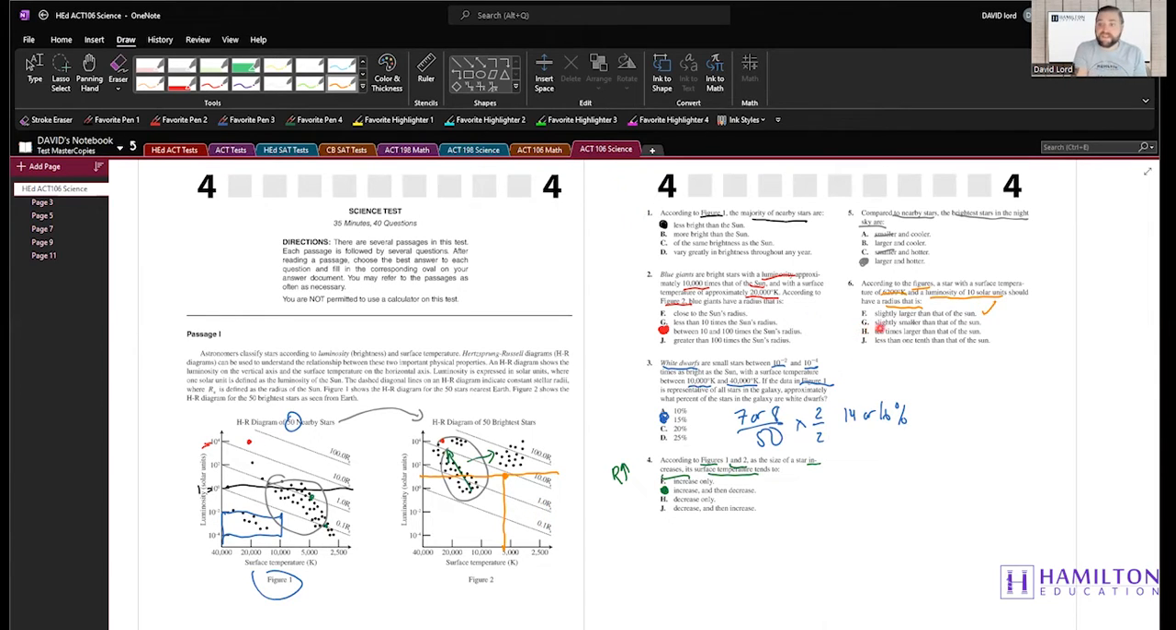G, slightly less than that. No, it's definitely bigger. 10 times larger than that of the sun. Well, I would say that that could maybe seem reasonable, but that would be if it was 5,000 Kelvin, which would be 10 times. So I don't think that's quite what we want. And then less than 1/10, that's going in the opposite direction. So that makes F the best answer choice, where it's between 1 times the radius and 10 times the radius.